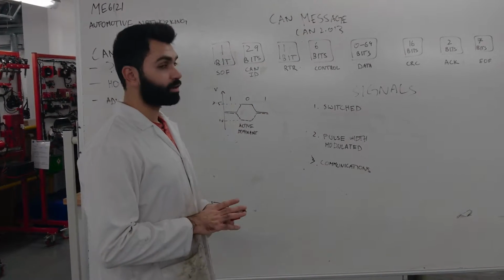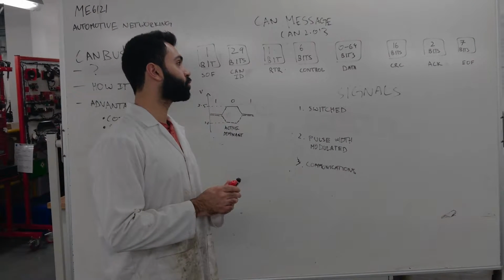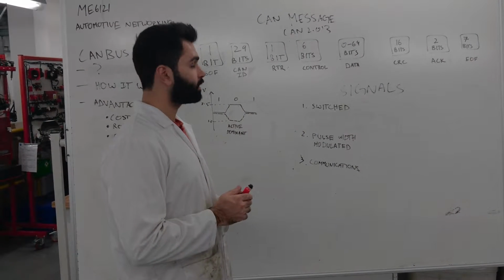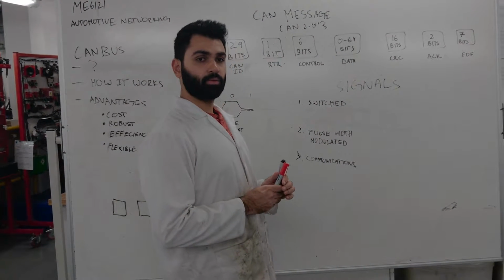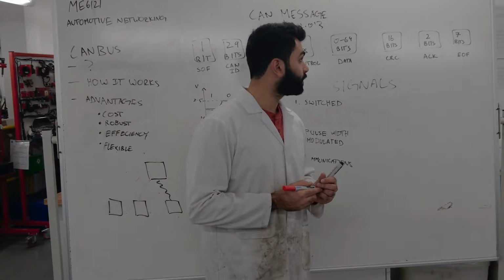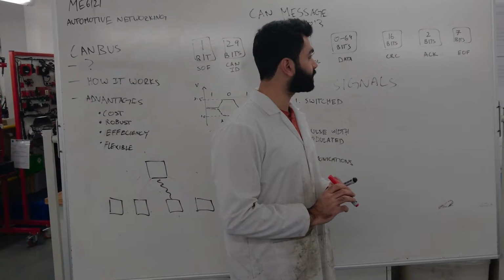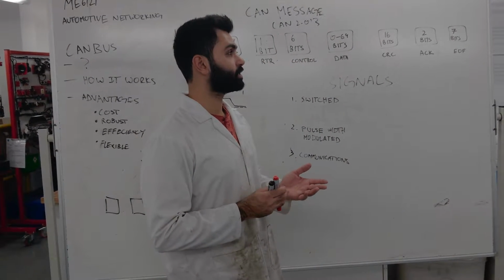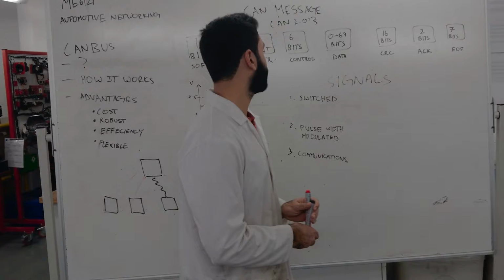Moving on, we have our RTR, which is remote transmission request, which allows ECUs to request messages from other ECUs. Our control informs the length of the data in bytes. After that, we have our actual data, which needs to be scaled or converted to be readable and ready to be analyzed. After that, we have our CRC, which is used to ensure data integrity. After that, we have our acknowledgement, which ensures that the CRC process is in order. And after that, to conclude the CAN message, we have our end of frame.